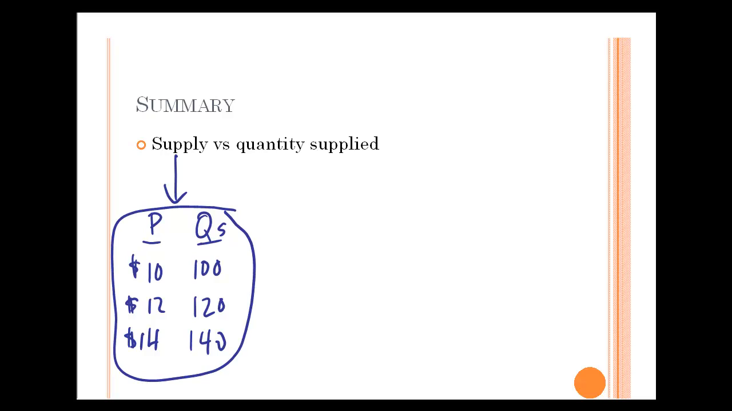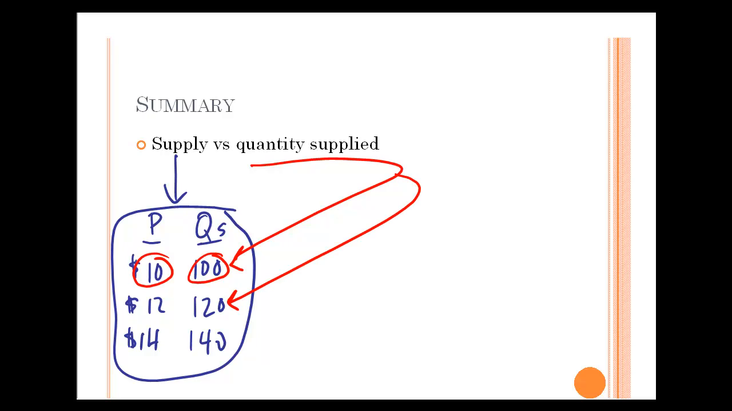Quantity supplied refers to a specific number. This is quantity supplied 100. It refers to a specific number of units that sellers are willing and able to produce and offer to sell at a given price. 100 is the quantity supplied that goes along with $10. Here's another quantity supplied, 120. That's a specific number. Here's another quantity supplied, 140.